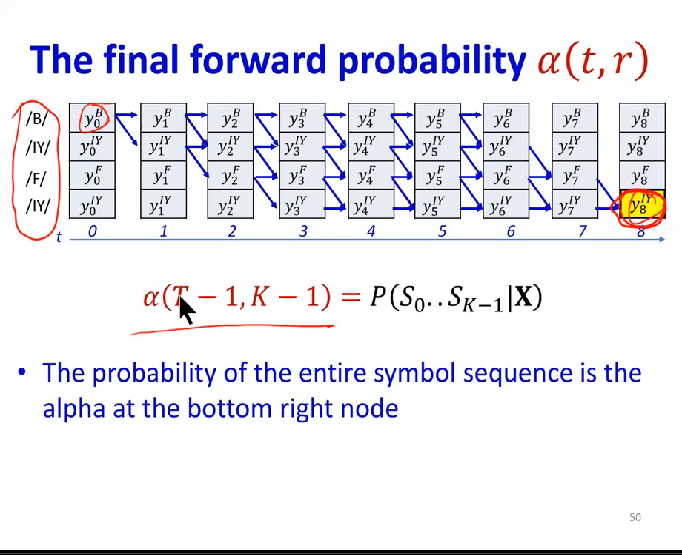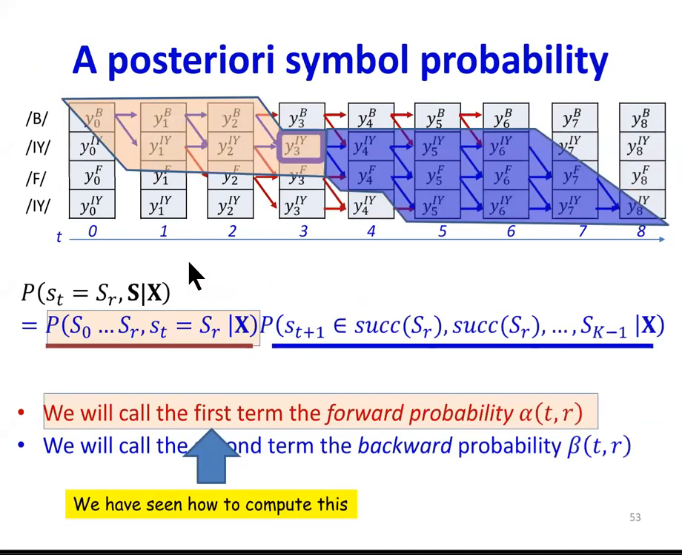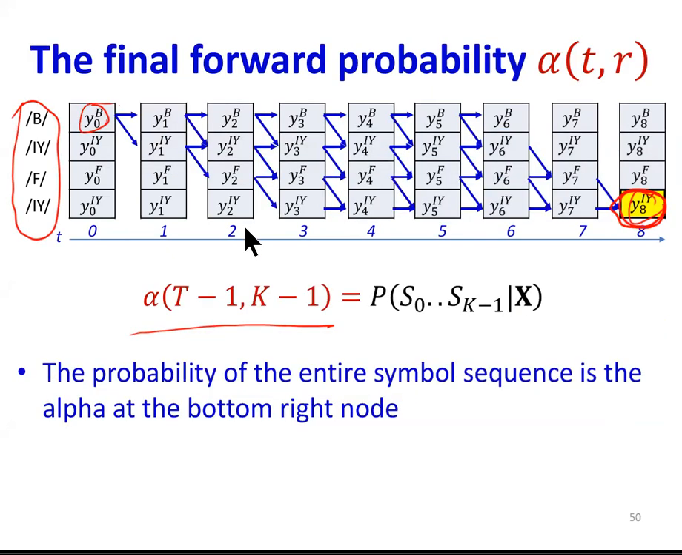Professor, could you repeat the previous one? Yeah, this one. So the alpha over here is basically the total probability of all paths through the graph to this node, right? Which is basically the total probability of the symbol sequence. Basically, all paths represent this symbol sequence, every possible way of aligning the symbol sequence to the input. Correct. Got it.